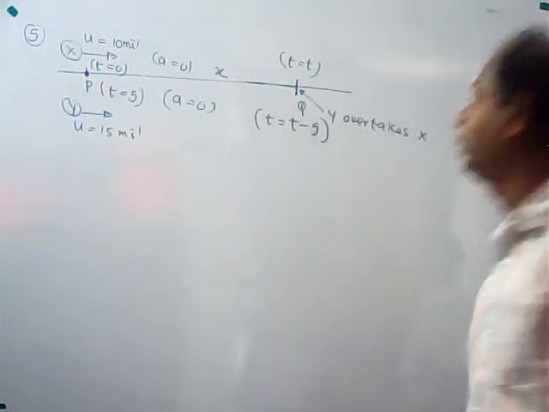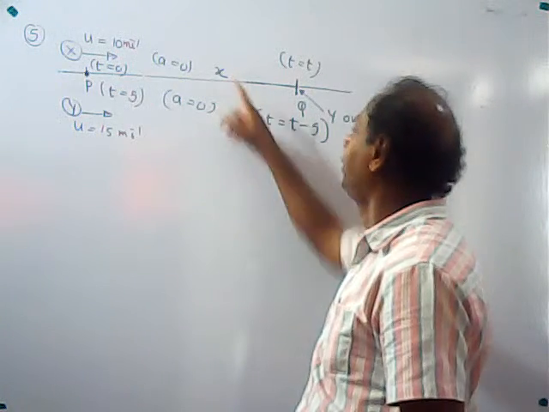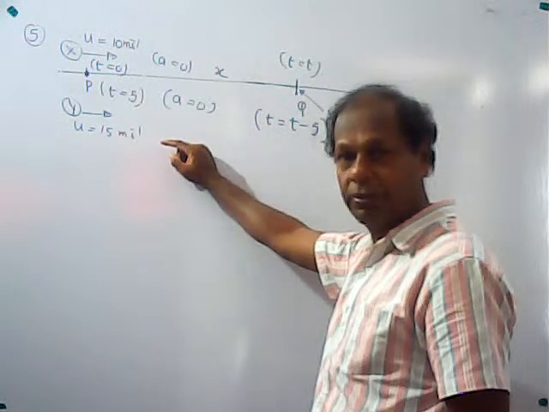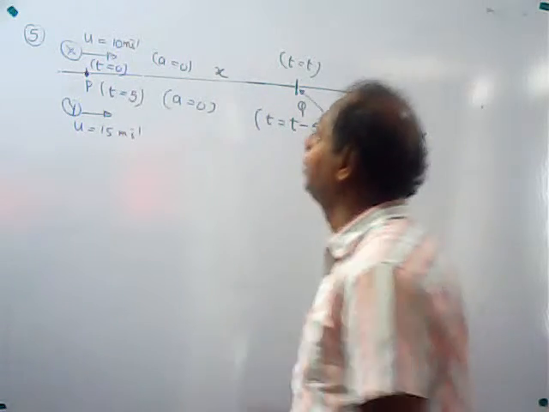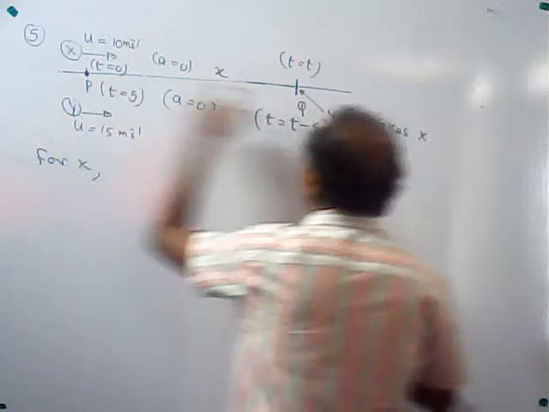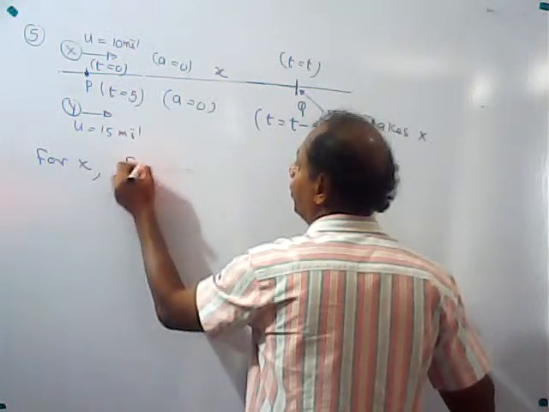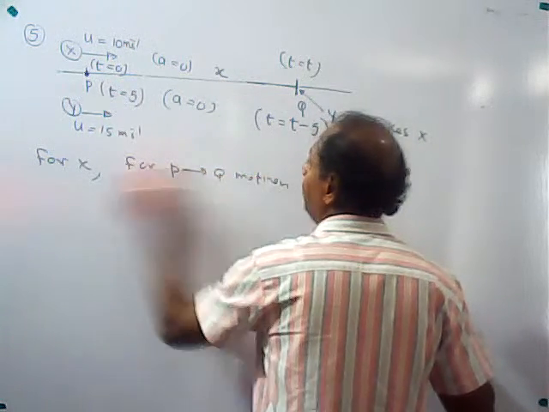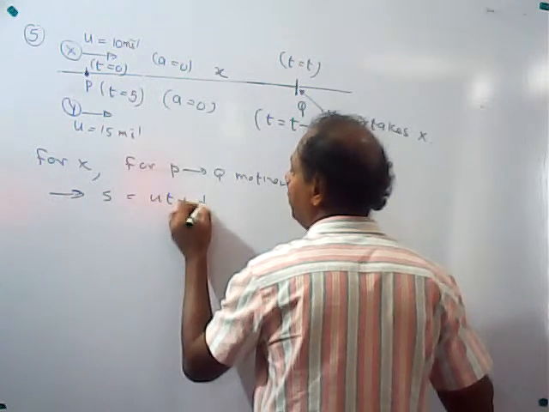Okay, then shall we continue? So it's about the distance and time. You are given U, so we will apply S equals UT plus half AT squared, for x between P and Q, for the motion from P to Q. For P to Q motion, we'll apply in this direction S equals UT plus half AT squared.